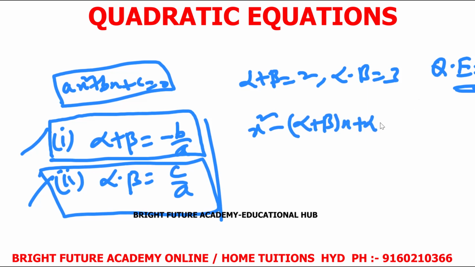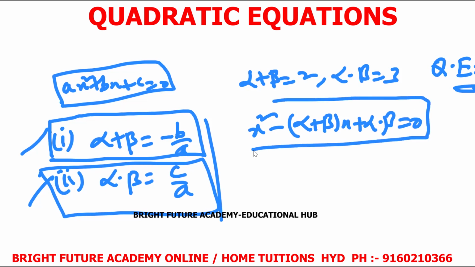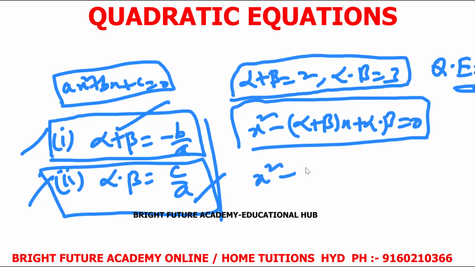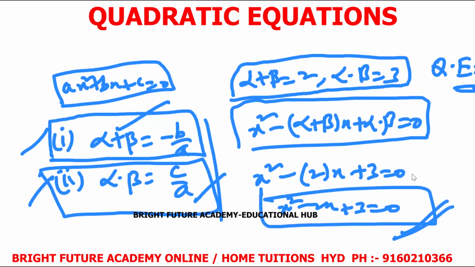Excellent. We have the formula, the relation between the sum of the roots and the product of the roots: x square minus alpha plus beta into x plus alpha into beta equal to 0. Substitute the given values of the sum of the roots and the product of the roots, then we will get the required quadratic equation. So x square minus 2x plus 3 equal to 0. This is our required quadratic equation. Correct, ma? Yes, sir. So based on this condition, you may expect one question in EAMCET, but you have to think about the symbols, how they will ask if the sum of the roots is this much and the product of the roots is this much.